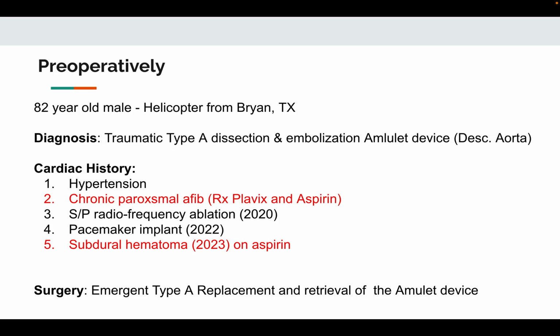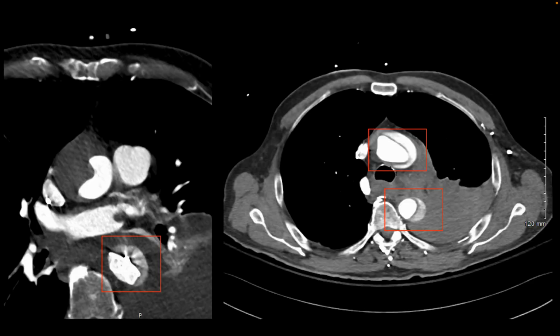Unfortunately, this device embolized and he had a traumatic type A dissection, and the actual Amulet device embolized into the descending aorta. It was then determined that not only was retrieval of the device a goal, but also a type A replacement was indicated surgically. These are a couple photos from his imaging that was done upon his arrival.